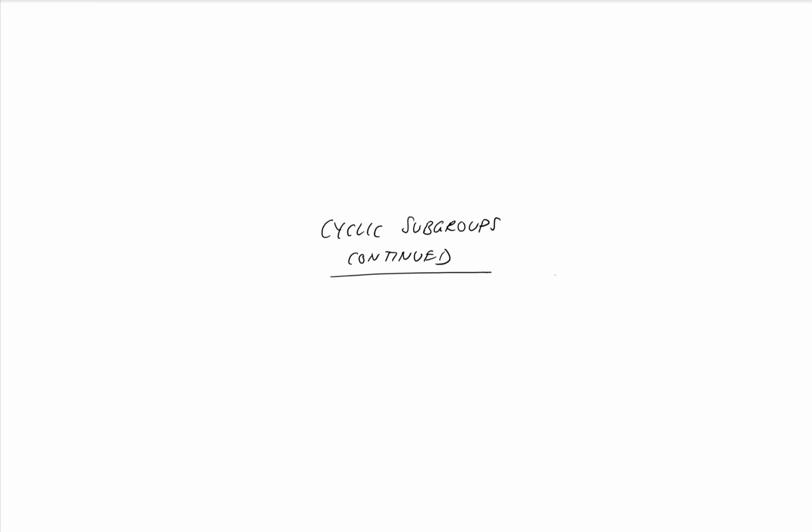Welcome back. In this video we're going to continue our chat about cyclic subgroups, and we're going to spend this video on one theorem and its corollaries which help us to answer the really important question about when it is that two cyclic subgroups are actually the same thing.